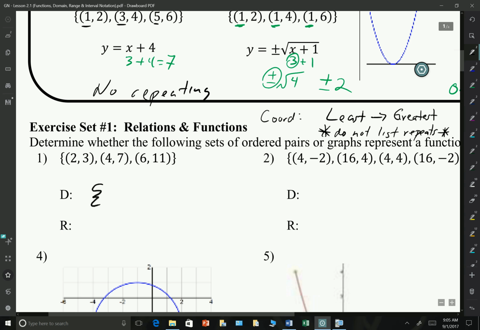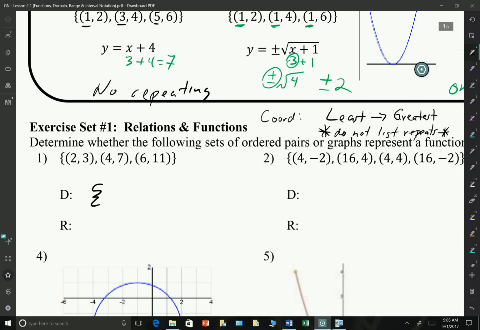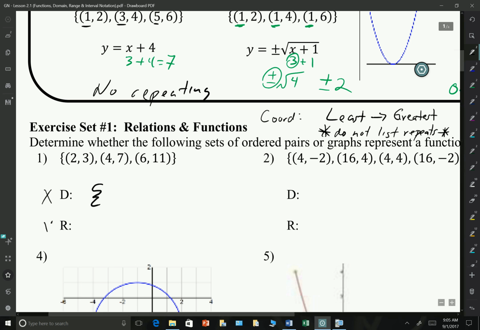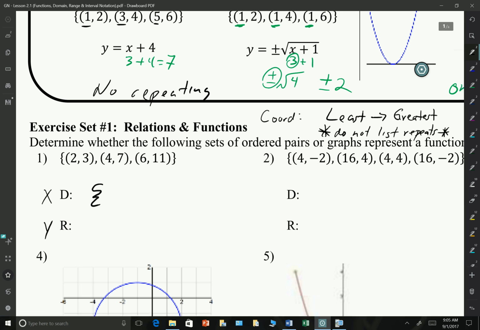Does anybody know an easy way to remember domain is x and range is y? This got me through high school math. Alphabetical. D comes before R. X comes before Y. Domain is the X, range is the Y. Silly ways to remember some of the mathematical terms. Now I understand, but when I was studying, I just had to figure out something to help me.